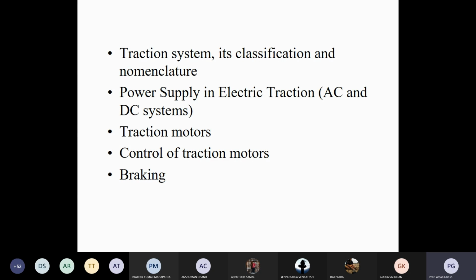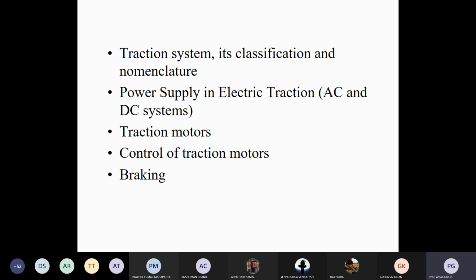So in local EMU, when it's a local train, regenerative braking is not possible. Only dynamic braking, and dynamic braking causes a lot of energy loss. For the MEMU train, we can go for regenerative braking, then dynamic braking. How much percentage you have to run on regenerative braking, then dynamic braking, you need to calculate, as it depends upon the machine rating and the distance between the stations.